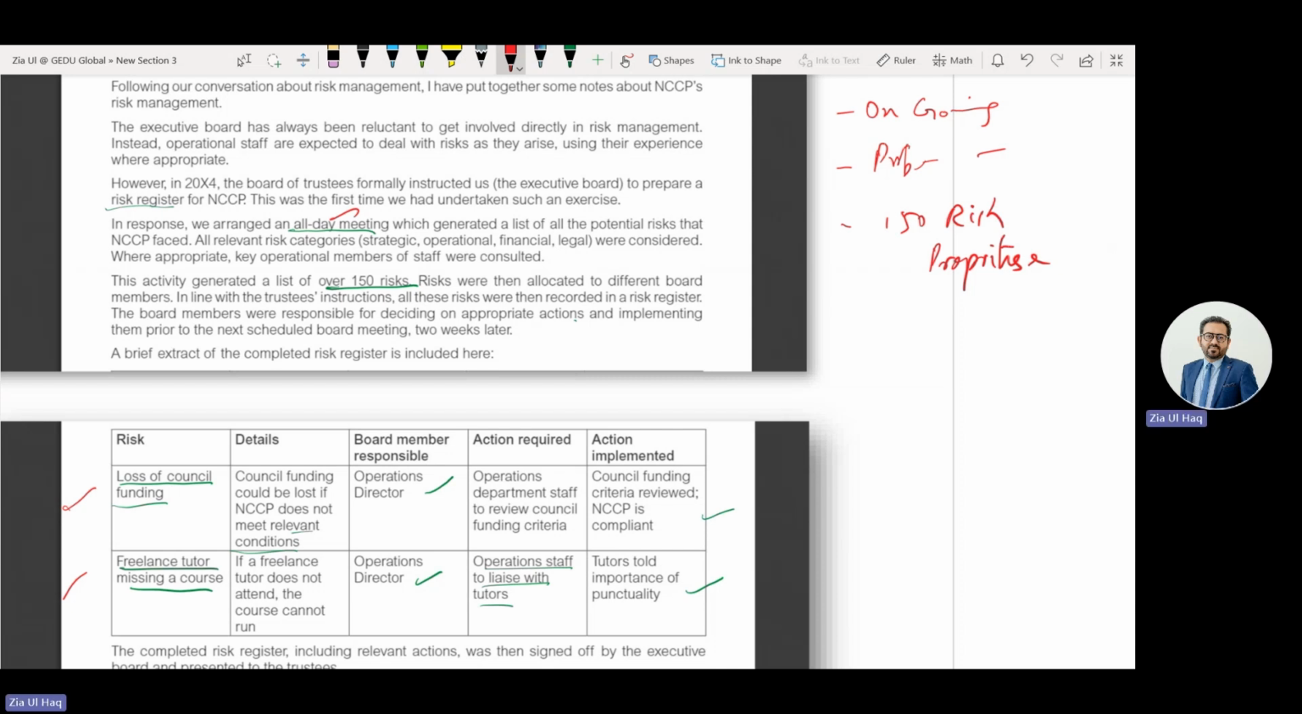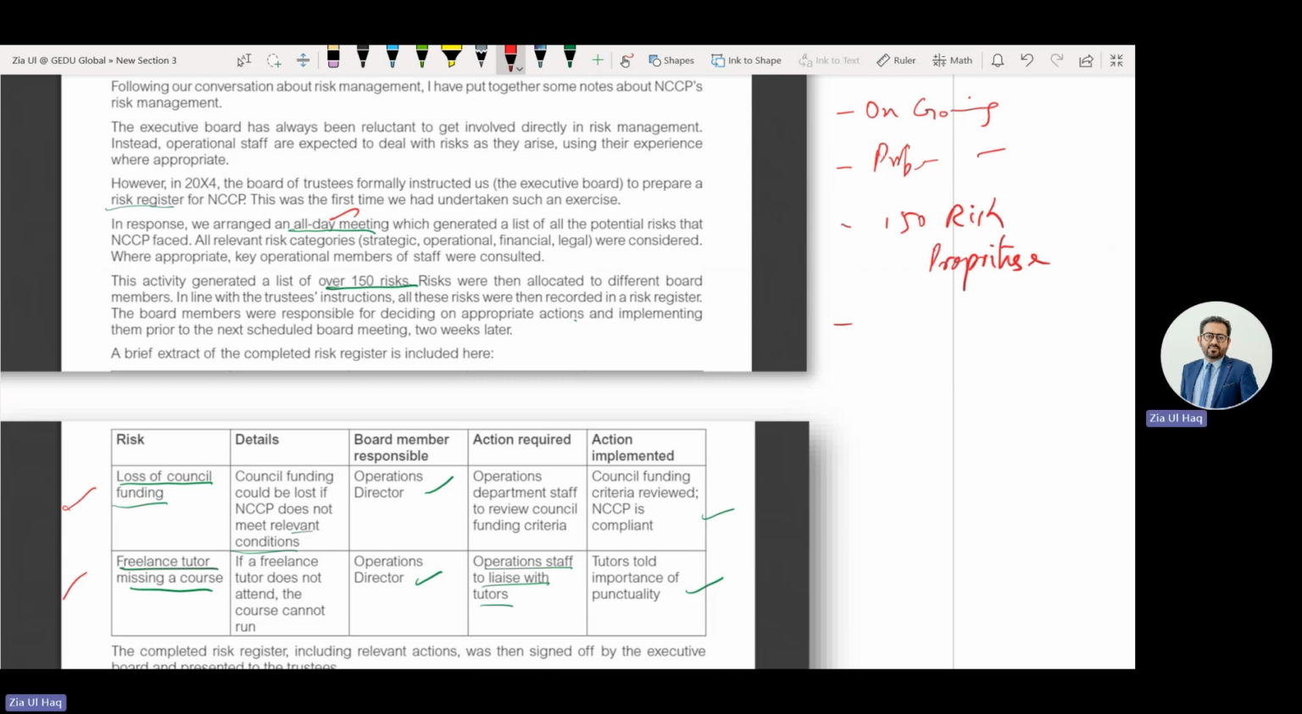Even when prioritizing, they need to consider the risk appetite of the company, which they haven't considered, whether the company has a high risk appetite or a low risk appetite. No information was there. Out of those 150, which have high priority and which have low priority, they haven't considered. This means they will not be able to manage the high priority risks effectively.